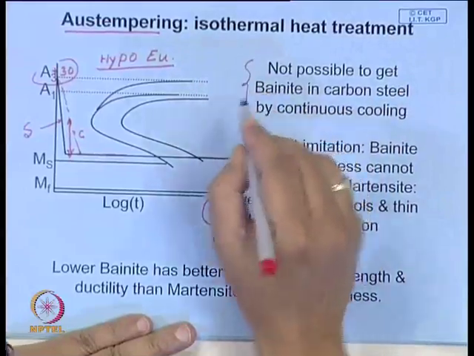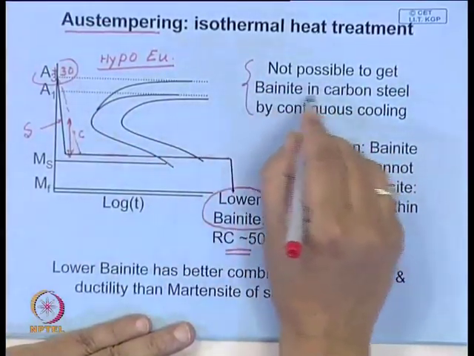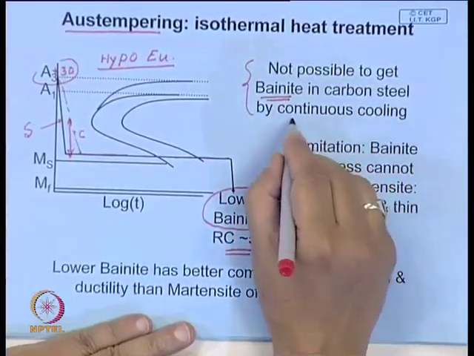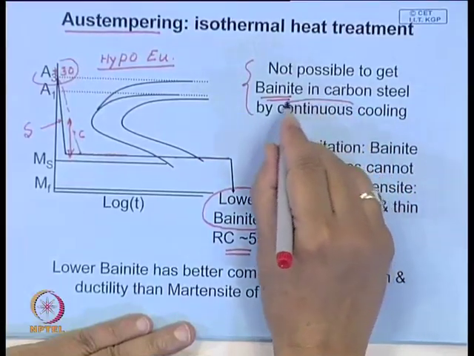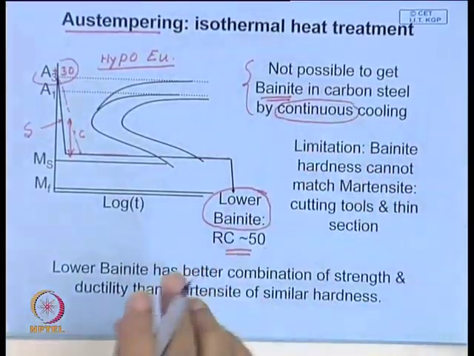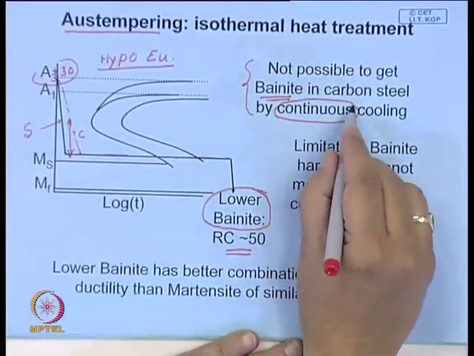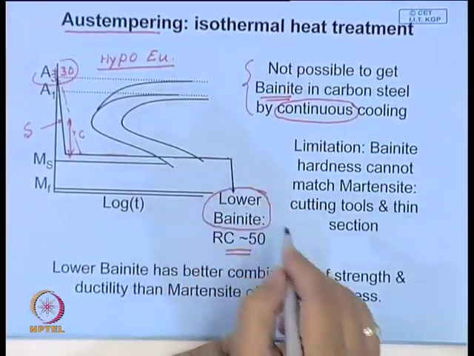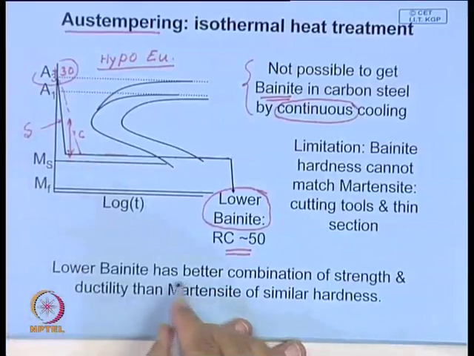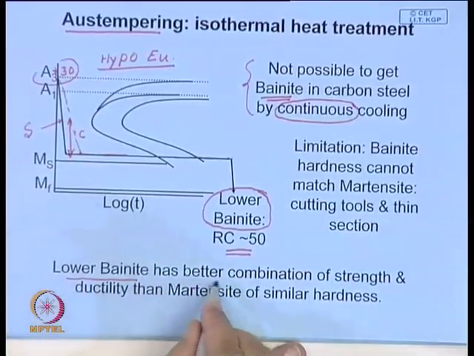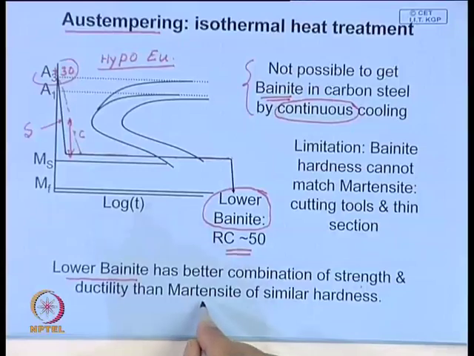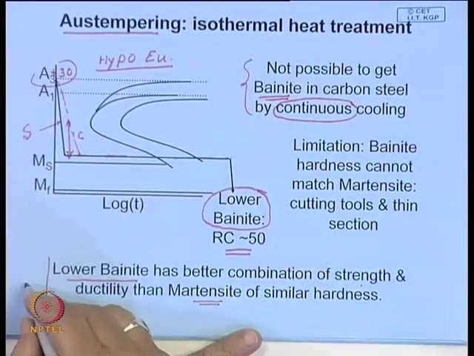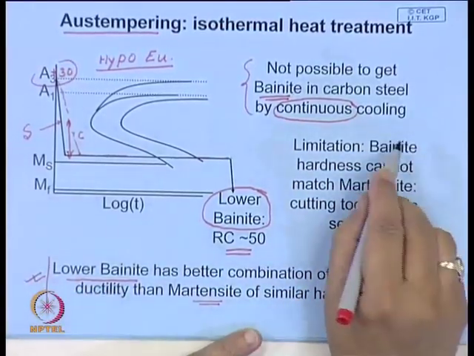And also, by giving this kind of treatment, it is possible to get bainite in a plain carbon steel, which is not possible otherwise. You can't get a bainitic structure by continuous cooling. So, that means for a low cost material, if you can give this kind of heat treatment, its properties are excellent. In fact, this lower bainite in certain cases has a better combination of strength and ductility than martensite of similar hardness. So, this is quite an attractive proposition, but what is the limitation?